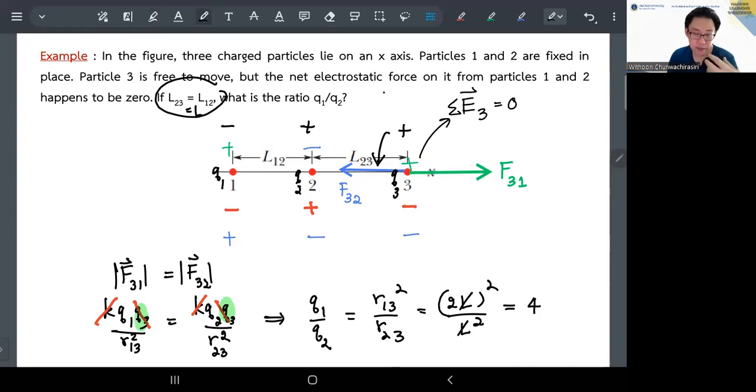Let me write it like this. The sigma E at location number 3 must be 0. Okay, and then now you can imagine that the only thing that you need is calculating the field from charge number 1 and charge number 2.